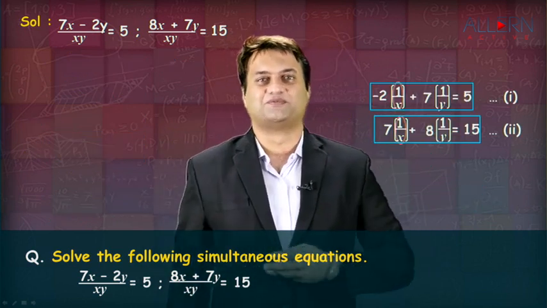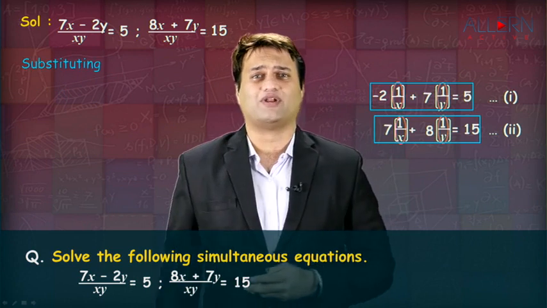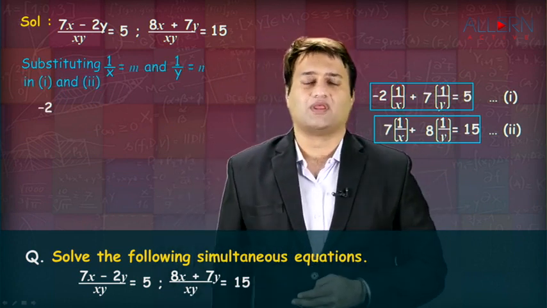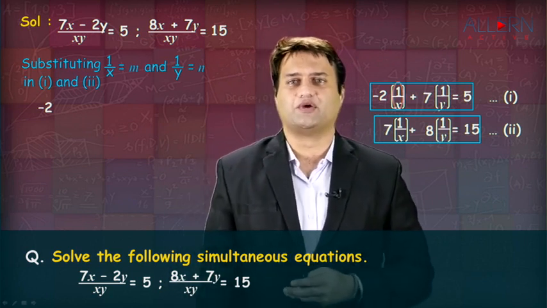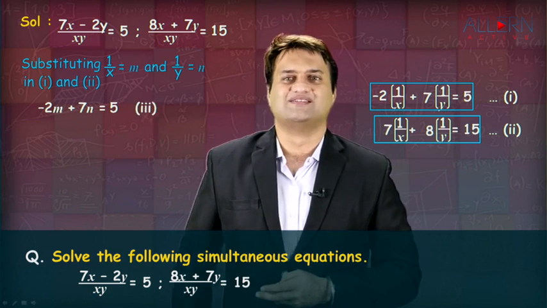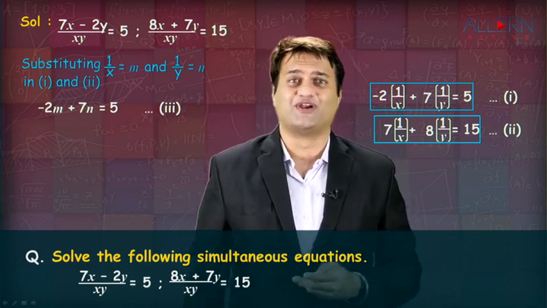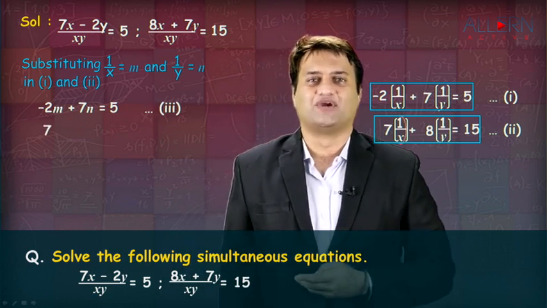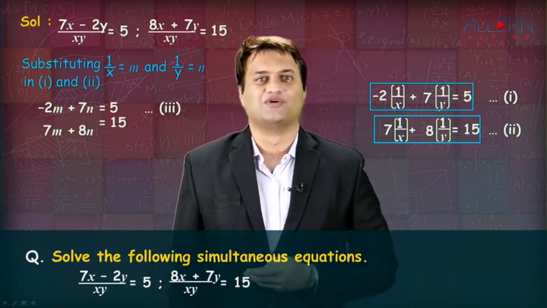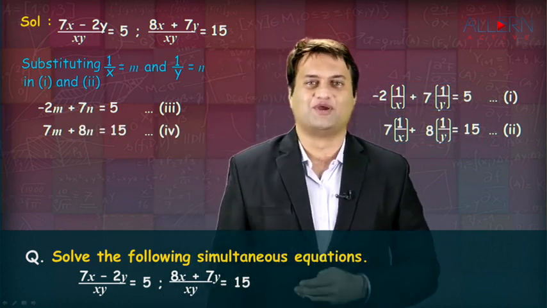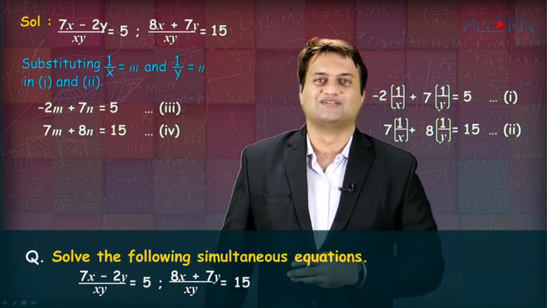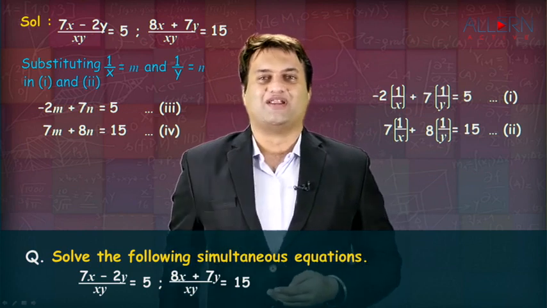So now let's substitute 1 upon x as m and 1 upon y as n in equation 1 and 2. So when you do it in equation 1, you get minus 2m plus 7n is equal to 5, something which we already know. Second equation, you get 7m plus 8n is equal to 15. Let this be equation number 4, right? Now let's solve the two equations by the method of equating the coefficients.